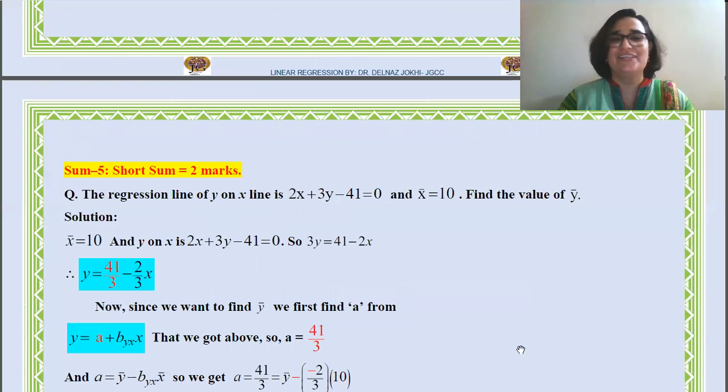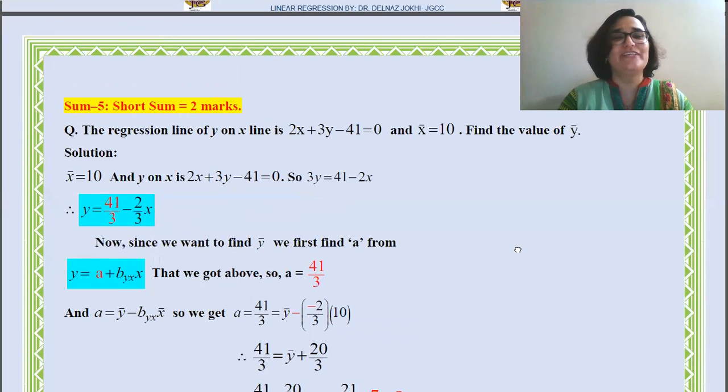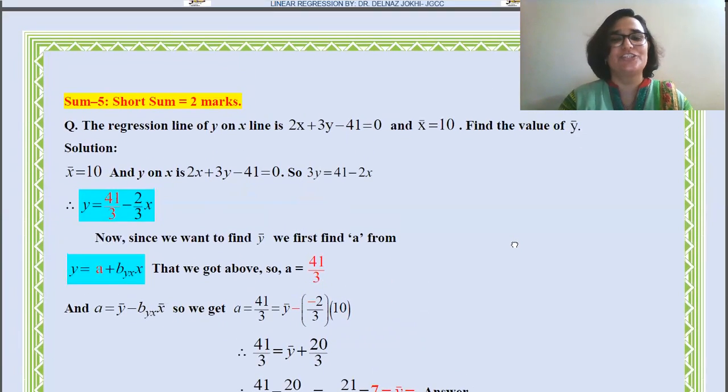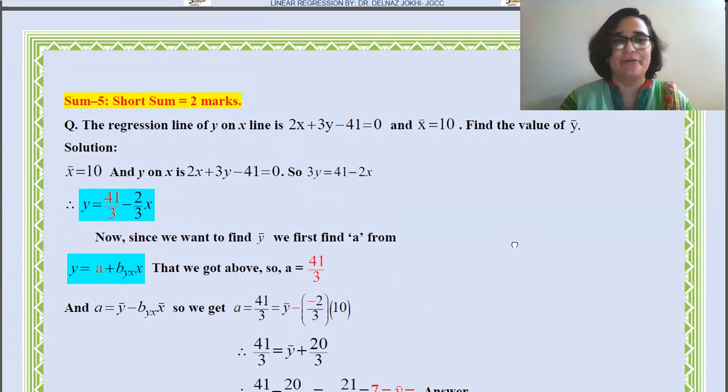Coming on to the last sum of this session of the special lecture on your 2019 paper. Again a short sum, number 5, of only 2 marks was asked. Quickly, now we will go very fast. The regression line of y on x is given. x bar is also given to you. You only have to find out y bar.